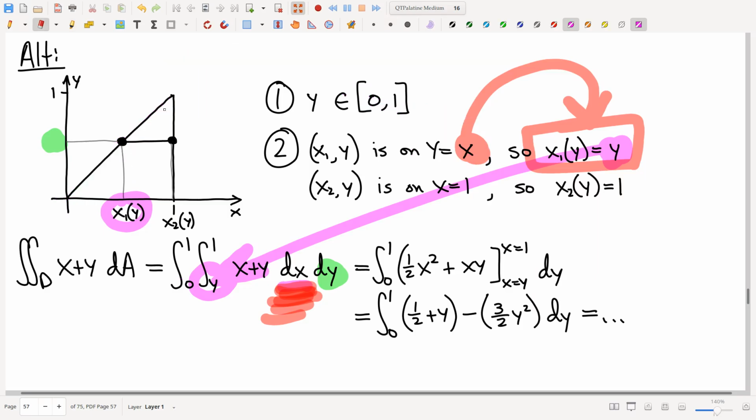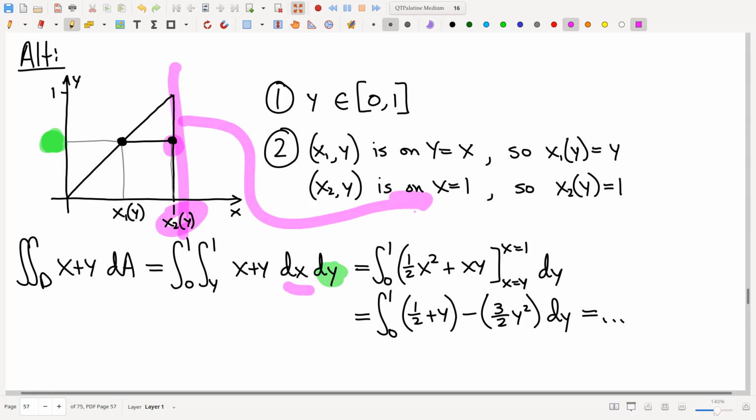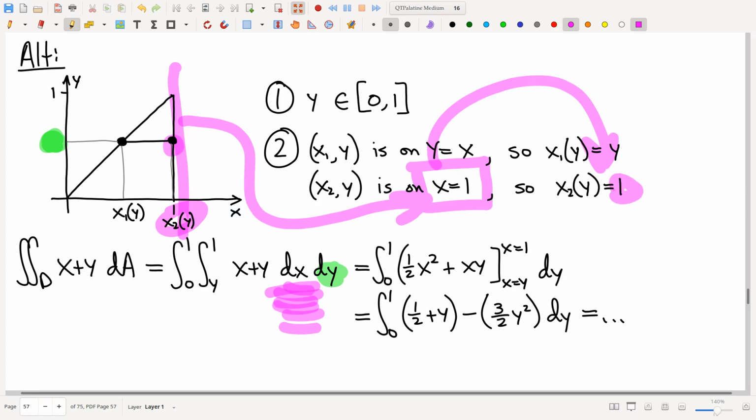Okay, now looking at the upper bound. Again, for some value of y, I want to find the upper bound for x. Well, the upper bound comes from that point, which is on that curve, which has that equation. Wait a minute, what am I doing? Oh yeah, that's right, I'm solving for x. So I solve for x, easy to do, and whatever I get is my upper bound.